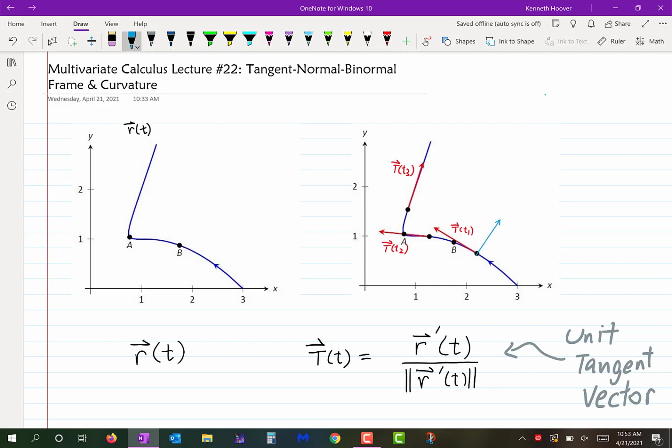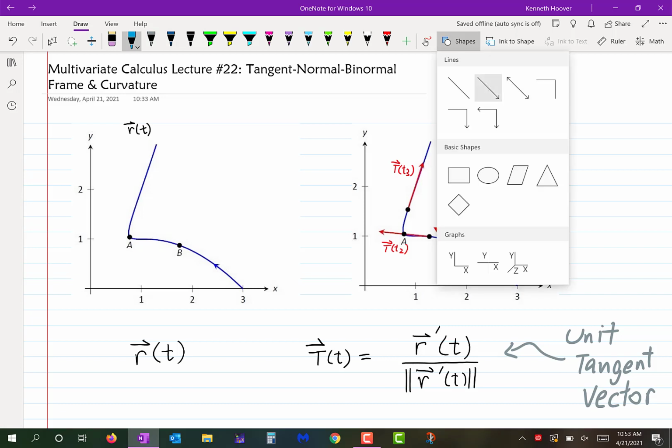Okay, that's called a normal vector. The tangent vector points in the direction of travel. The normal vector points orthogonal to the direction of travel. Let's call that one capital N of T1. Okay, now I'm going to do my best to draw the normal vectors at the other two places as well.